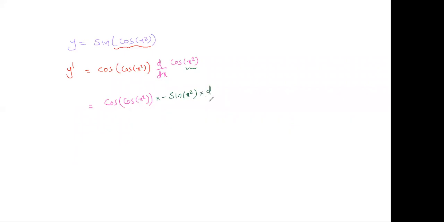Then we have to multiply with the derivative of what we consider as a single expression, that is x square. So this is equal to cos x square, so multiplying with minus it becomes minus sin x square into the derivative of x square, which is 2x. That is the answer. So it is going as a chain, that is why this is known as chain rule. Understood?